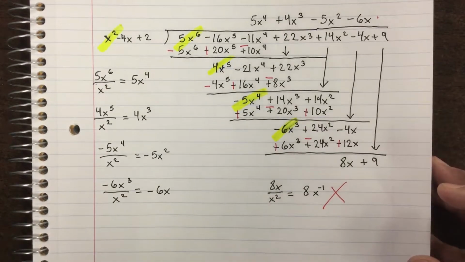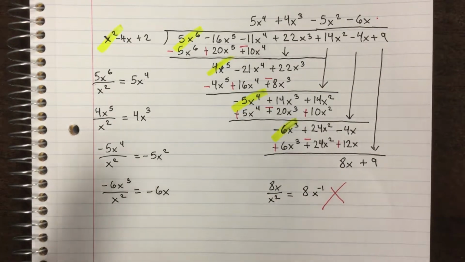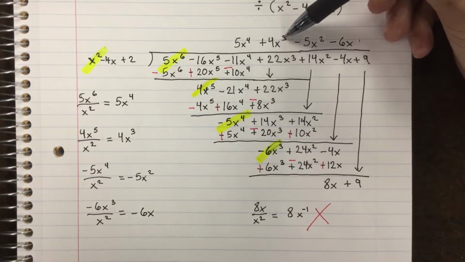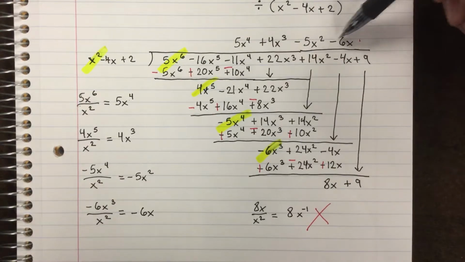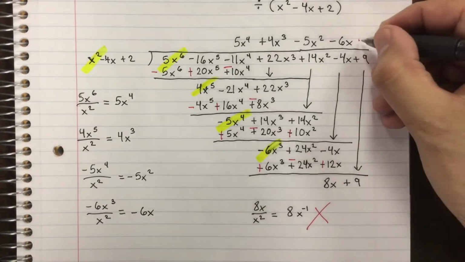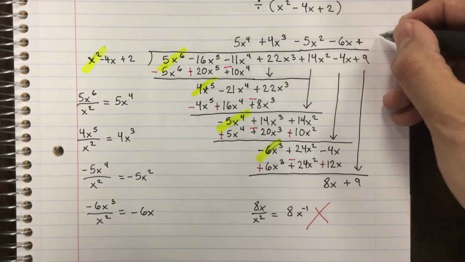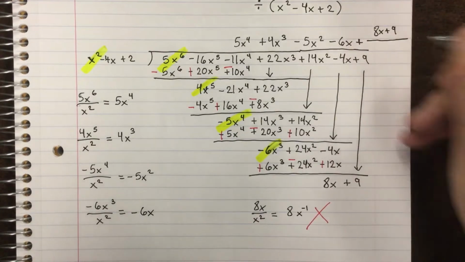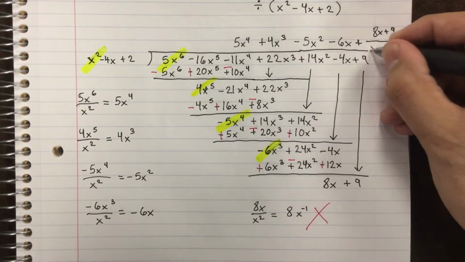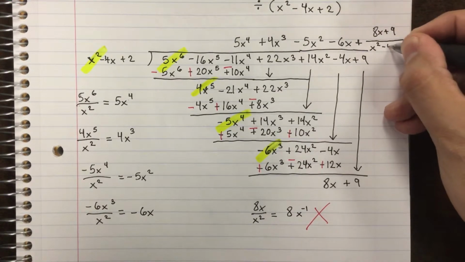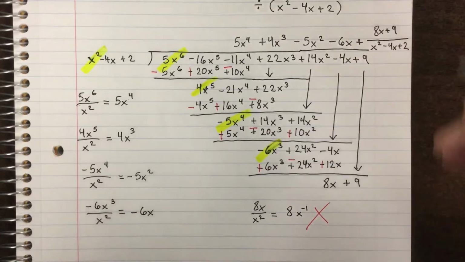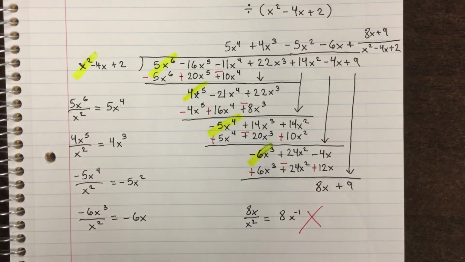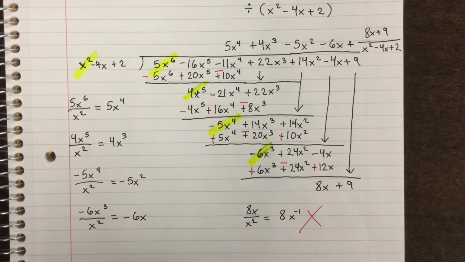So then, to save room, my equation or quotient for this would be 5x to the fourth plus 4x to the third minus 5x squared minus 6x, plus your remainder, which is 8x plus 9, over your denominator, x squared minus 4x plus 2. All right, and there you have it. This is number 3, and we took just about 8 minutes.